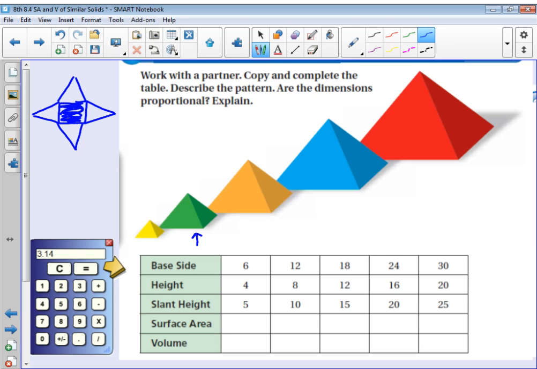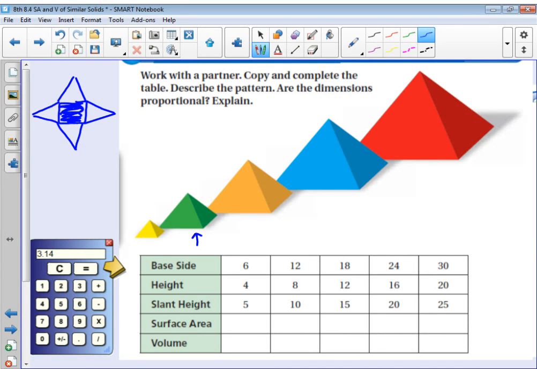Okay, so my green pyramid, I have the base, and they are telling me that the base side is 12. So that's 12 by 12. And then I've got triangles that are coming off of that. Obviously the bottom of the triangle is 12, and then my slant height is the other piece I'm using. That is 10.